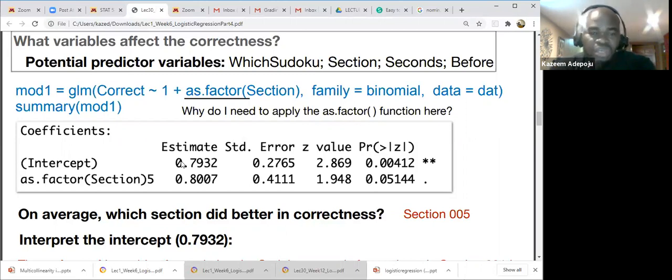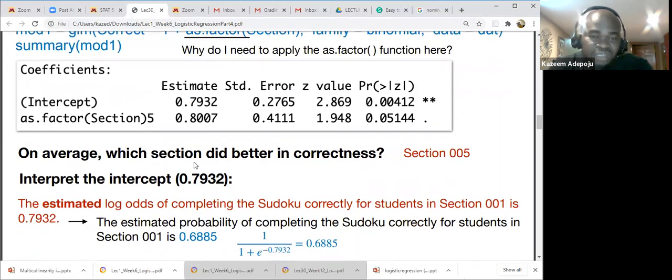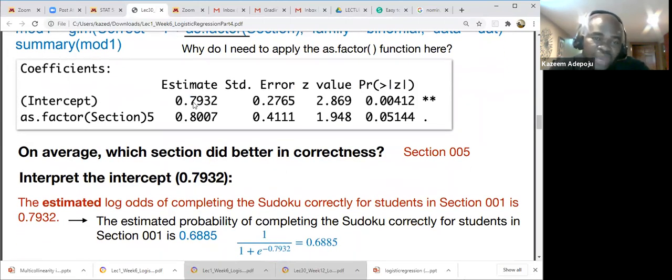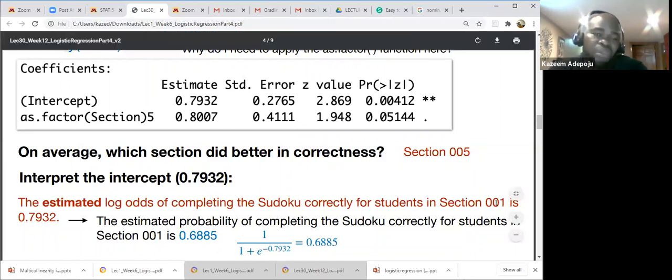Okay, so if I want to do that right now, I'm actually going to base my interpretation on that. And come to this. That was why I said, take a look at this guy right here. How do I interpret the intercept right now? I'm actually going to say the estimated log odds of completing the Sudoku correctly for students in section 001. Student in section 001 is coded as 1.